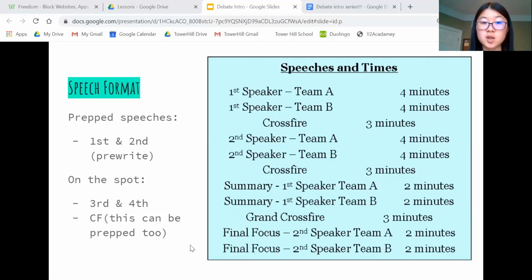And after the summary speakers, we have the grand crossfire. Essentially, everybody, both speakers on both teams, can ask questions. The final focus is really where you have to tell the judge why we win. And you have to really weigh and compare each of the worlds that each team presents. And additionally, each team has 2 minutes of prep time, where they can use it to prepare for speeches or for crossfire questions.